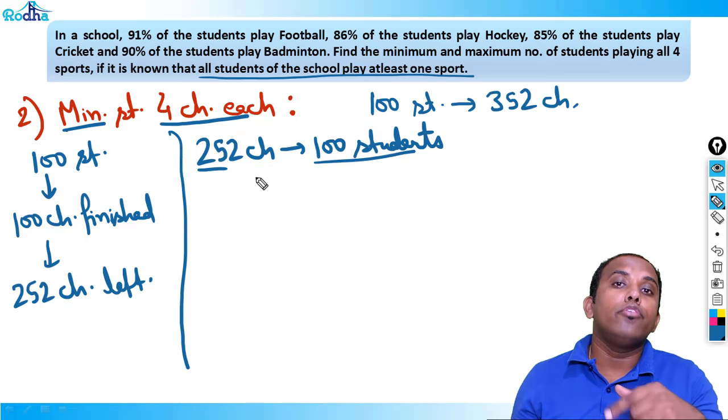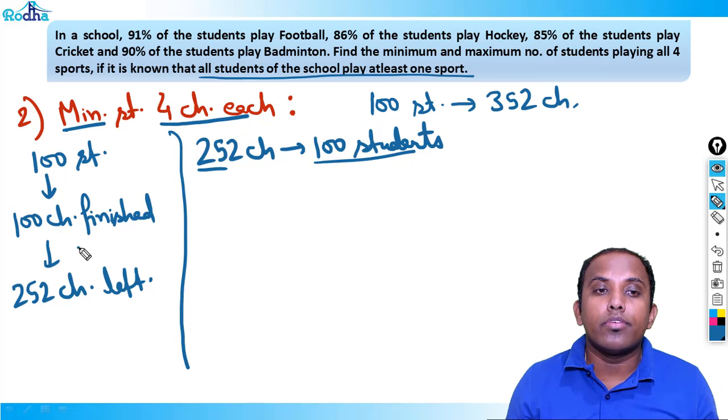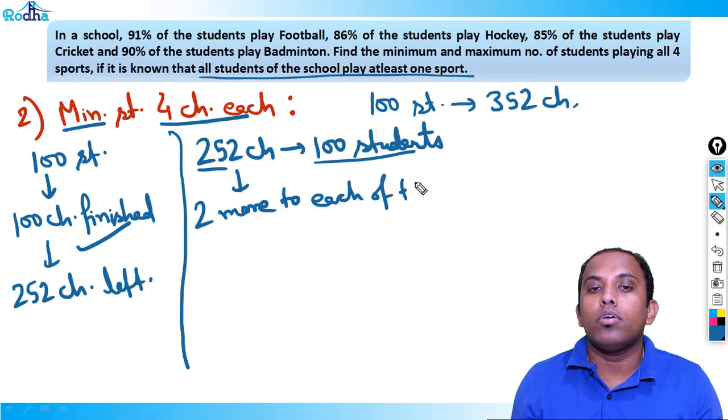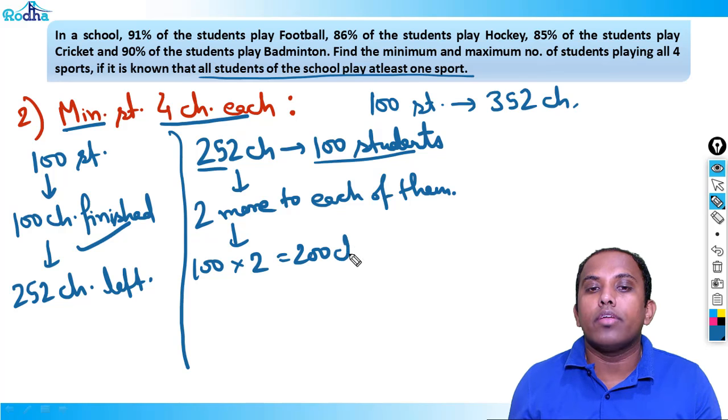But already 1 is given here. That means I can give 2 more. So if I give 2 more to each of them, what will happen now? Out of 100 people, I've given 2 more, so 100 into 2, 200 chocolates again finished.